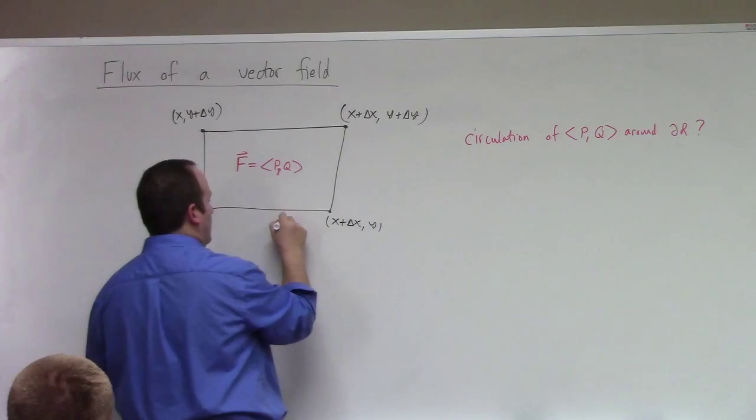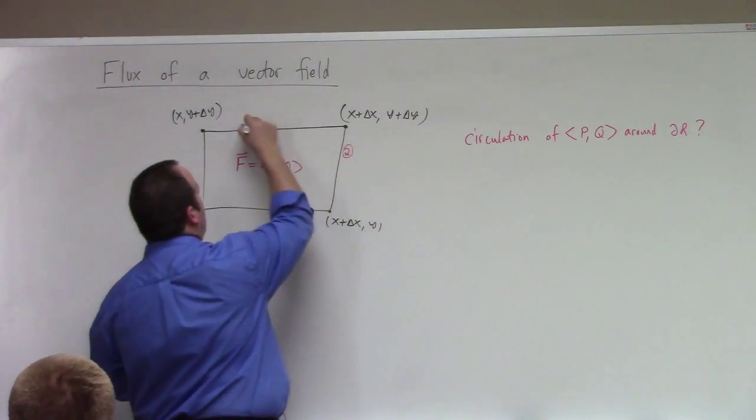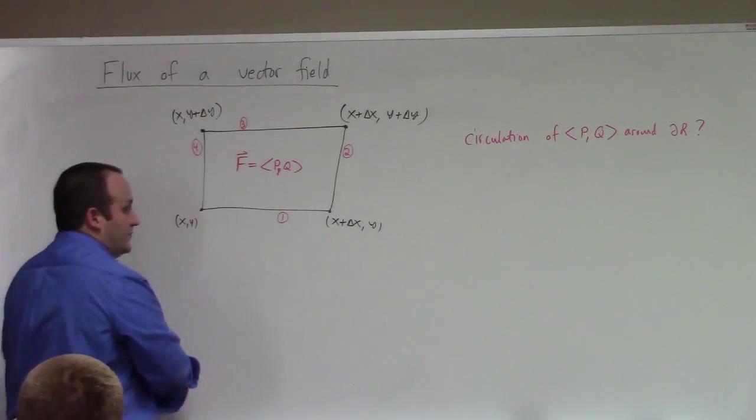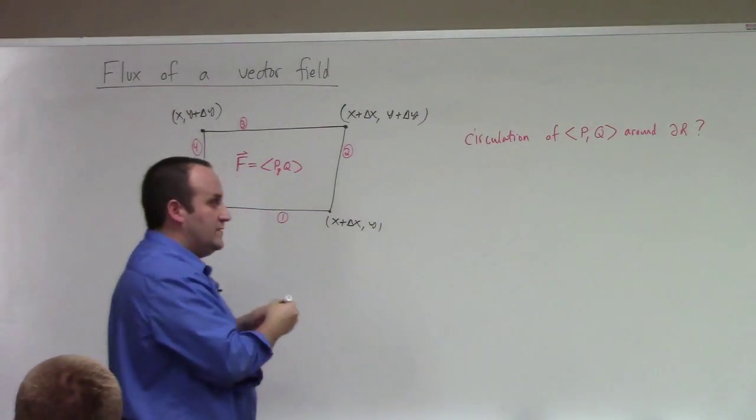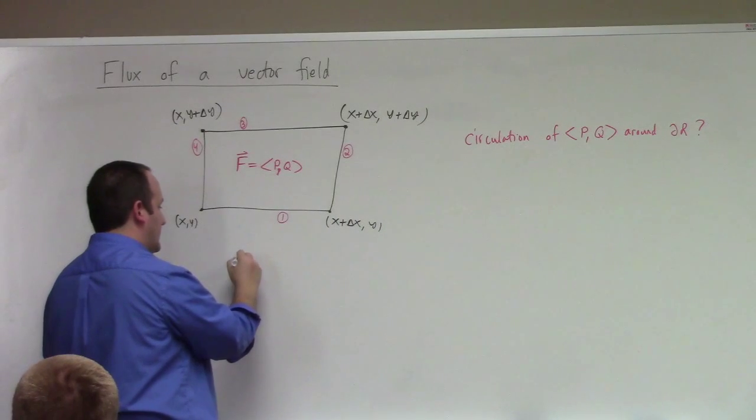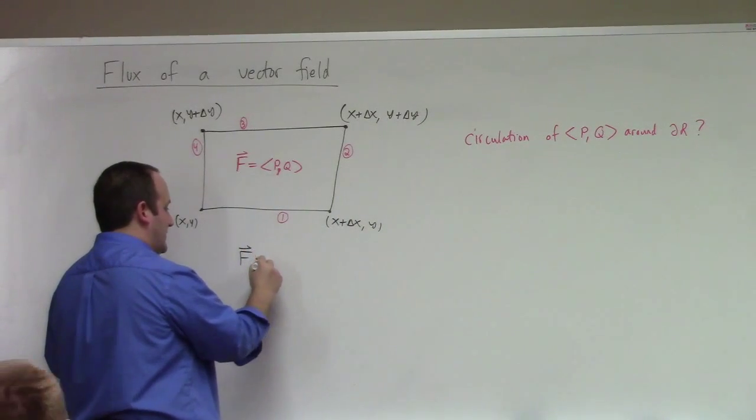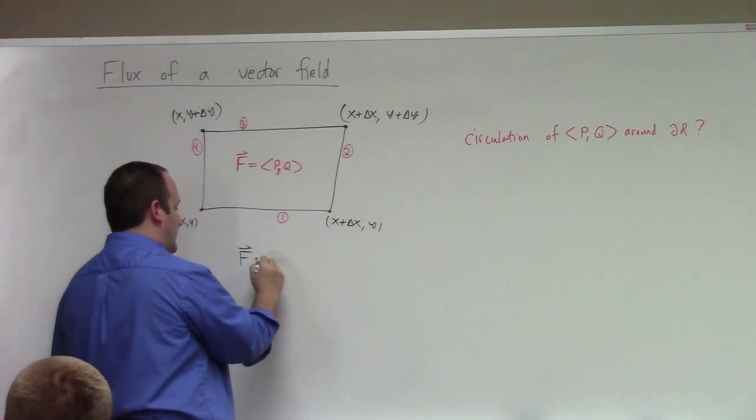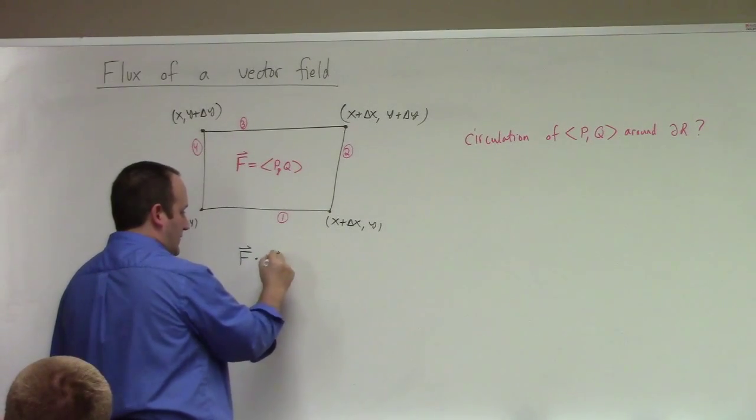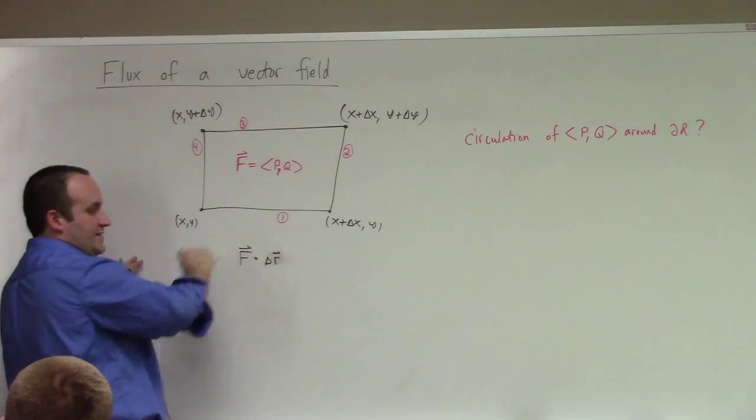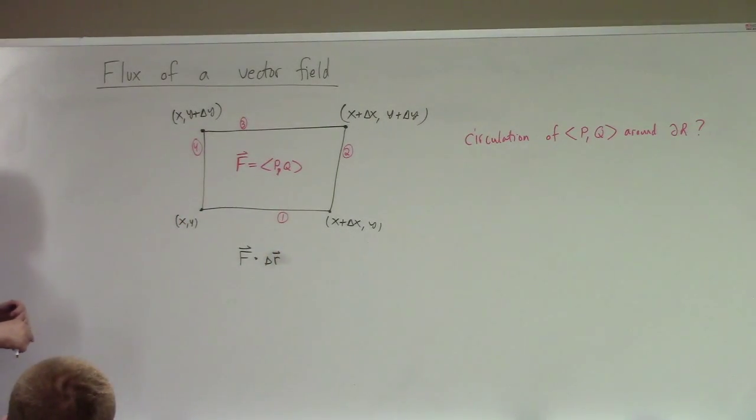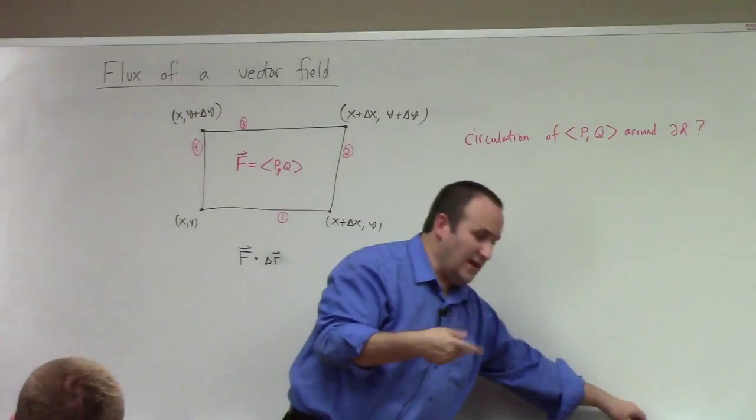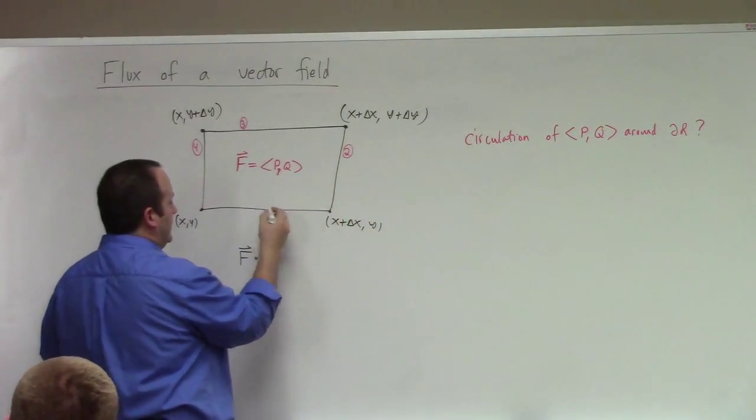So let's again, 1, 2, 3, 4. So we calculate what's the circulation on each piece? It's basically F dot dr. Or if you like, here we could think of it as F dot delta r. We need to calculate this for each line segment. What's the unit tangent? And we're assuming counterclockwise orientation, all right?